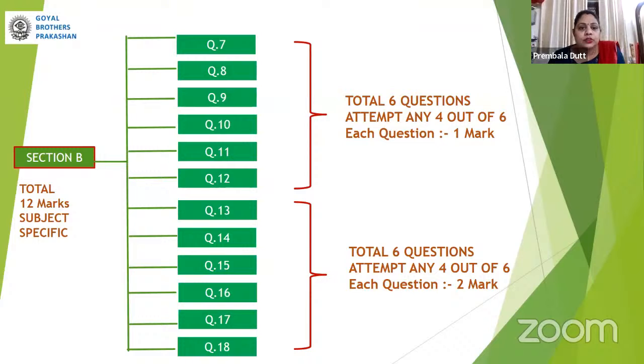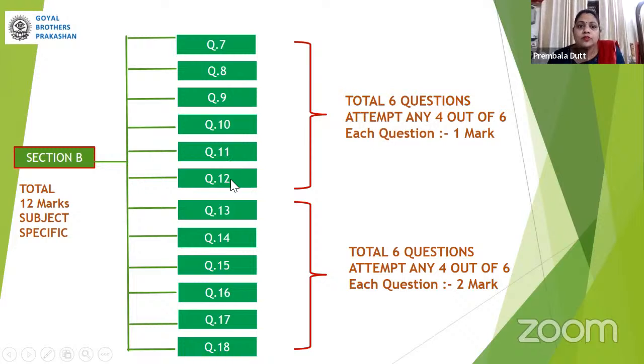Then in section B, you could see it is broadly divided into 2 parts. If I say first, questions 7 to 12, they all are of 1 mark. And from these 6 questions, that means question number 7 to question number 12, they are total 6 questions.